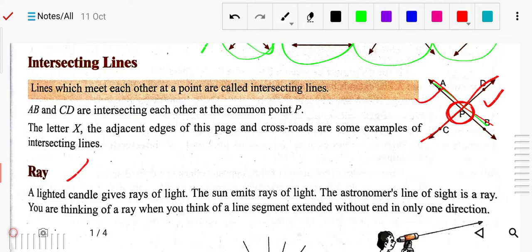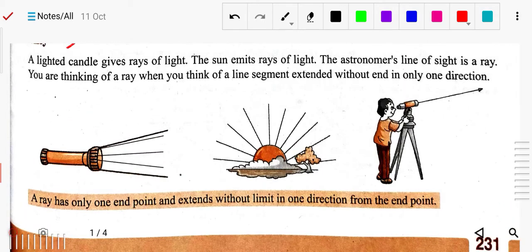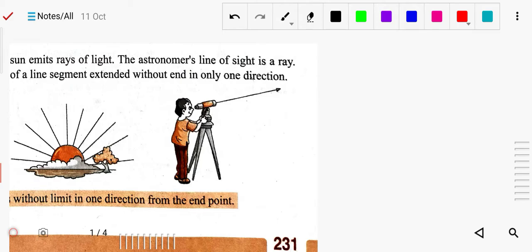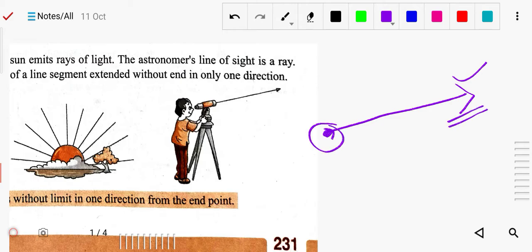Now next is your ray. A ray has only one endpoint and extends without limit in one direction from the endpoint. Ray is just another form of line, but with a very little difference. A ray has one endpoint and the other side is endless, meaning it will keep on going. It extends infinitely on one side and has the endpoint on the other.